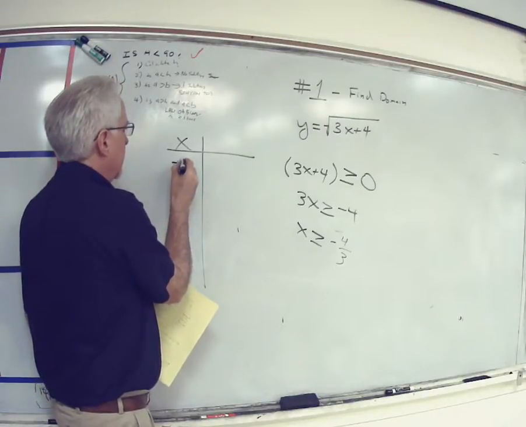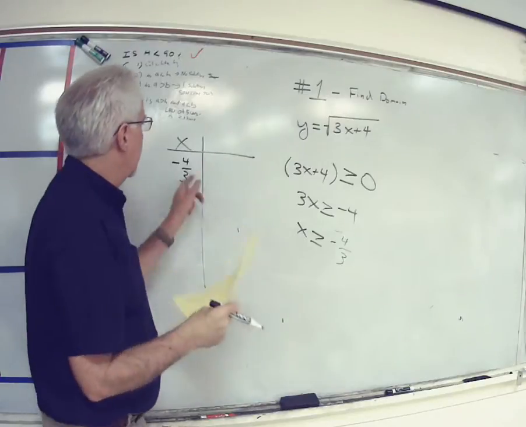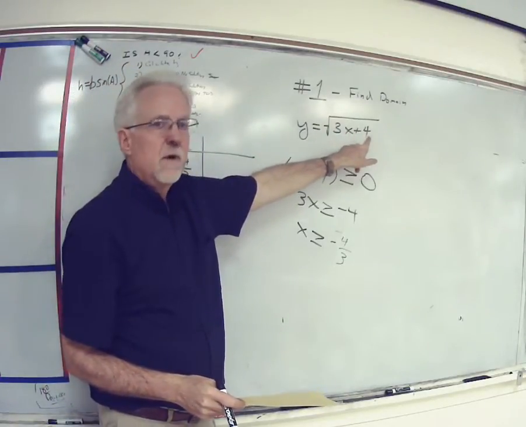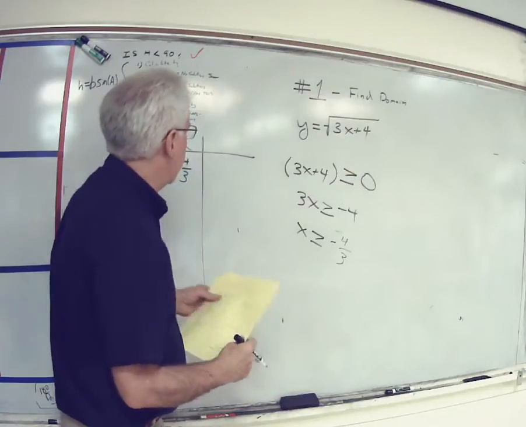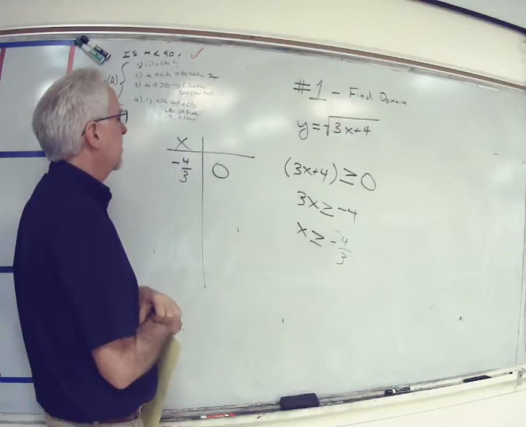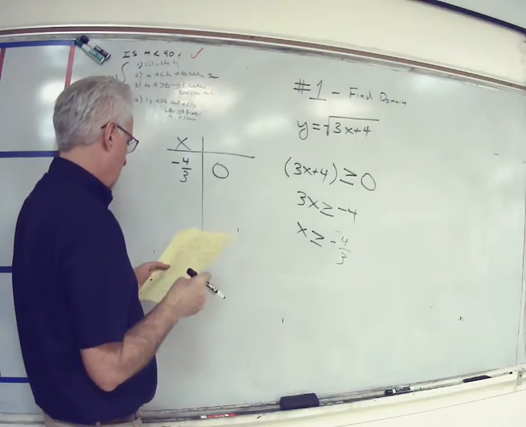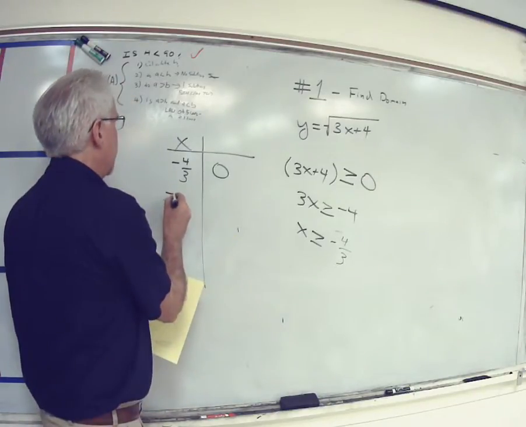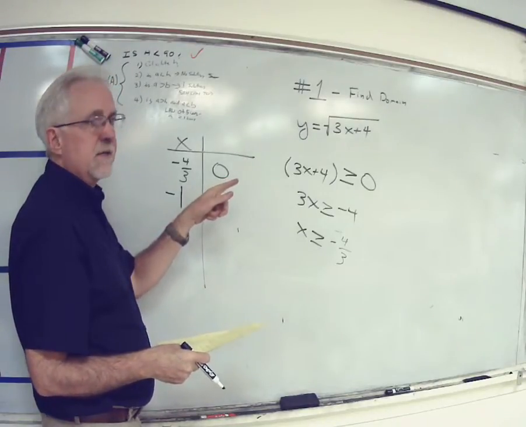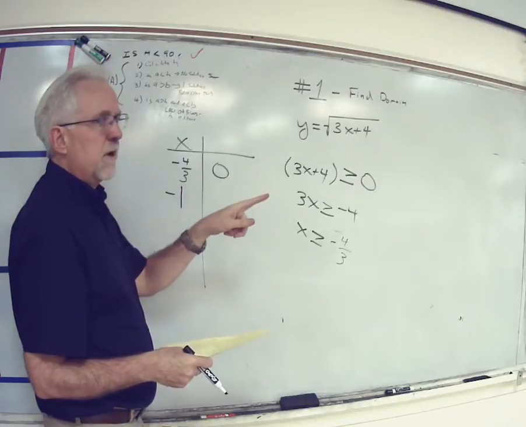So what's the first value I should use? Negative 4/3. Negative 4/3 times 3 is negative 4, plus 4 is 0. Square root of 0 is 0. Okay. Now what would be another good one? What if I did negative 1? Negative 1 times 3 is negative 3, plus 4 is?